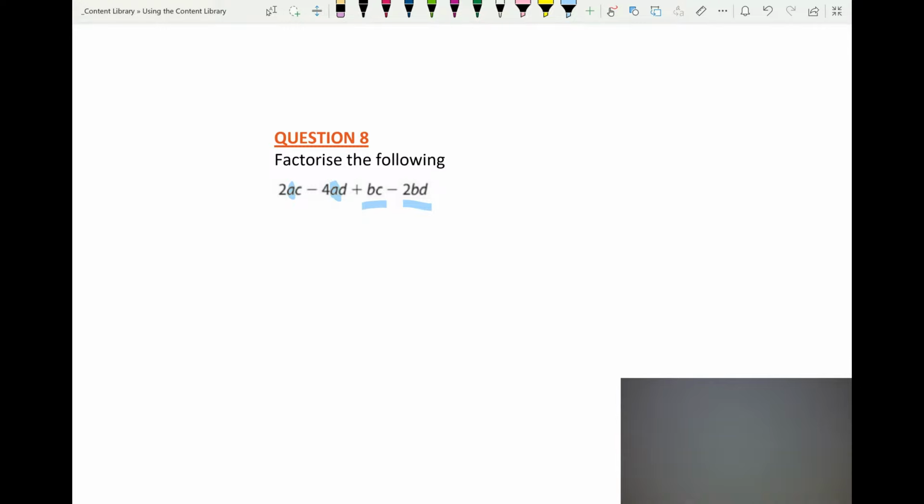So in these situations, what we do is we group them. We put them in little pairs. We take the first two, if we can, together, and then we take the second two. Now, you are allowed to rearrange them. You're allowed to move them around if you have to, but in this case, I don't have to.